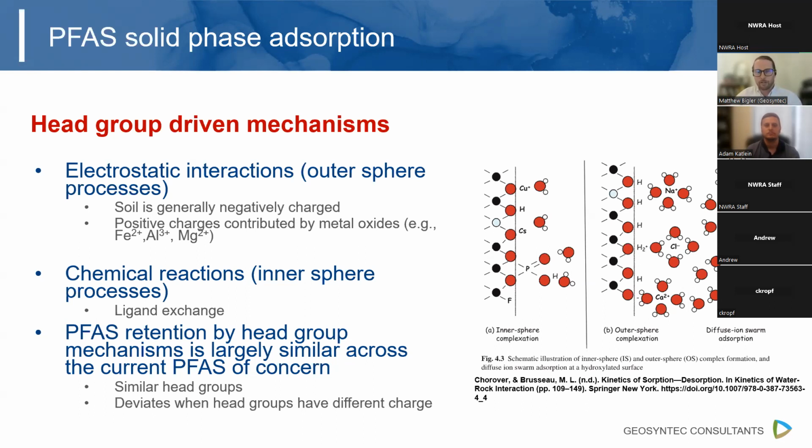These electric interactions are largely long range, and so they're denoted as outer sphere processes, right? So the PFAS are largely retained farther away from the solid surface, whereas these chemical reactions, these inner sphere processes, such as ligand exchange, a physical chemical interaction or reaction with the surface, are going to be much closer and hold these PFAS much closer to the surface. So we have these two processes, but what's really important about this form of solid phase retention is that it's not really different across all the PFAS, right? We have largely the same head groups. And so if these head groups are what's driving the retention, then we're not going to see really any difference between all of our different PFAS species driven by this head group interaction.